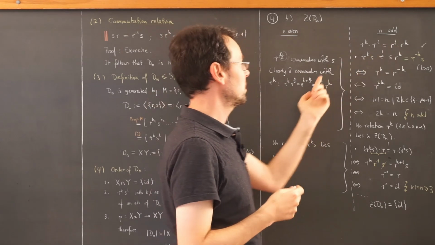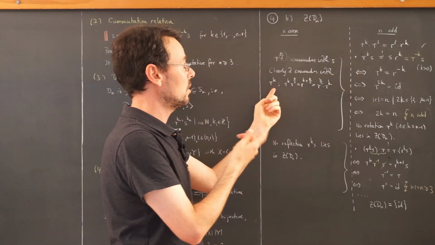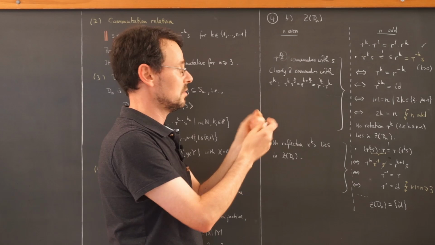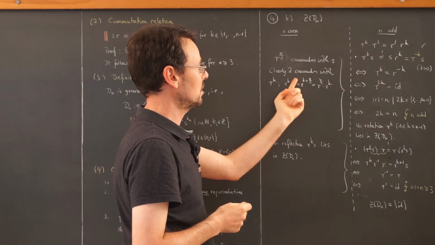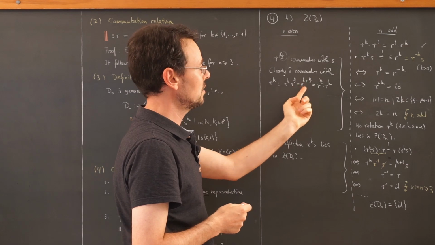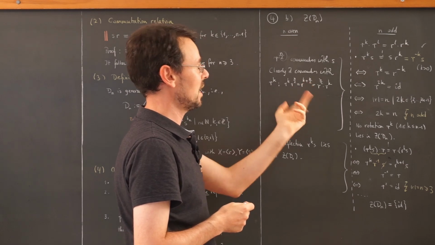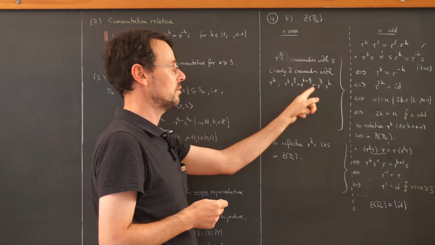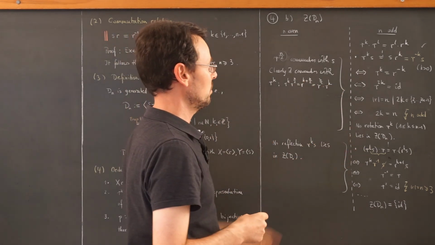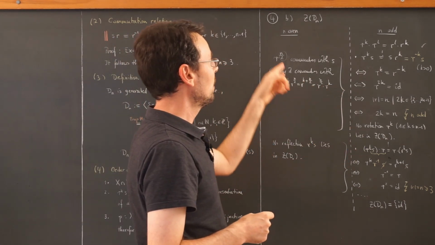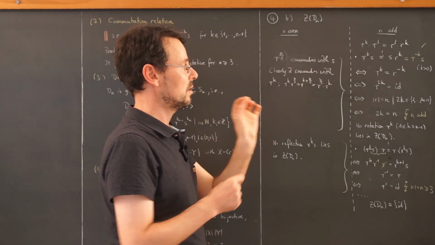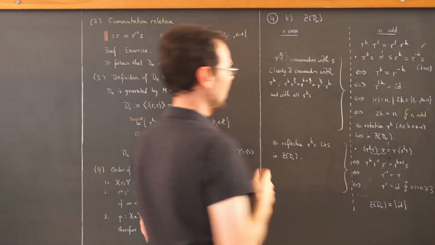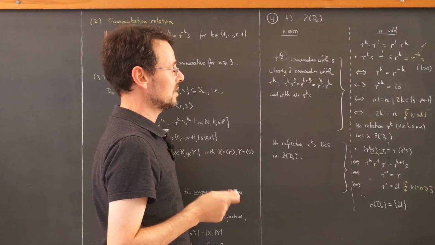The same argument as here, clearly it commutes with all the rotations because powers of a group element always commute because of this rule here. R to the k times r to the n over 2 is the same as r to the k plus n over 2. I can switch those around and then pull them apart. So this shows this here commutes with all the rotations. It commutes with one reflection and with all the other reflections as well.